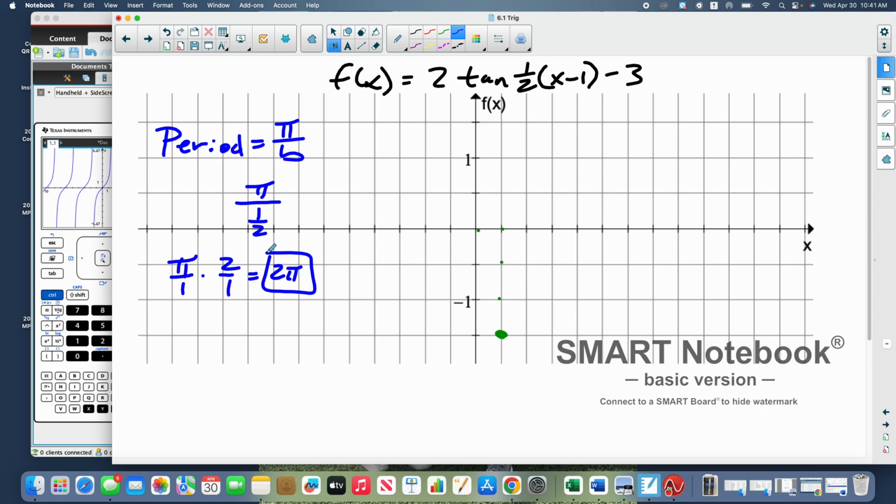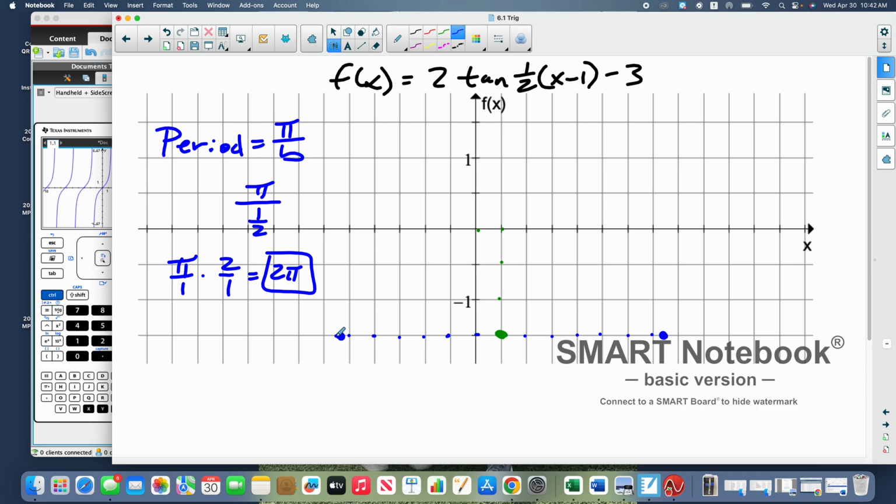Now, here's the thing. This is the middle of my graph. When will I see the middle of my graph again? In 2 pi. So I'm going to count. 1, 2, 3, 4, 5, 6, and a little bit more. That's where I'll see that again. Same thing, I could count it this way if I wanted as well. 1, 2, 3, 4, 5, 6, and a little bit more. So those would be the middle of my graph.